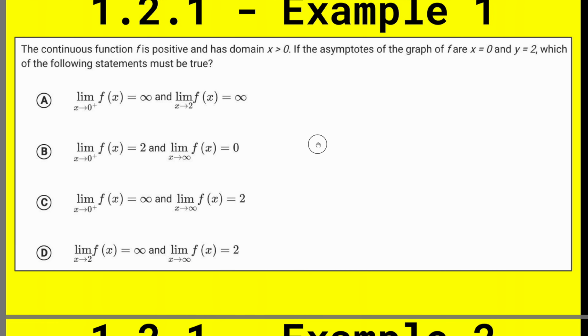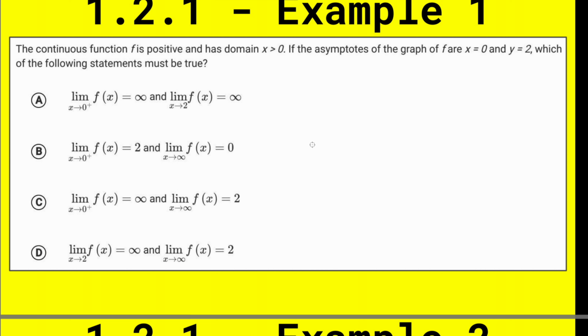So let's do some more example problems here to solidify our understanding of what these asymptotes are all about. It says if a continuous function is f and the domain is x is greater than 0, so it's only positive values. If the asymptote is x equals 0, the main thing to notice is this is a vertical asymptote. The other one is y equals 2. That's a horizontal asymptote. So one's vertical, one's horizontal. Which of the following must be true?